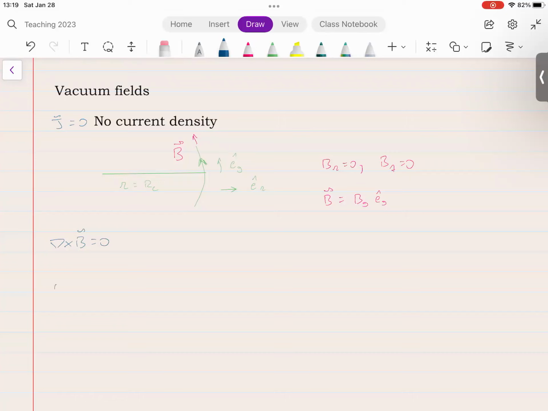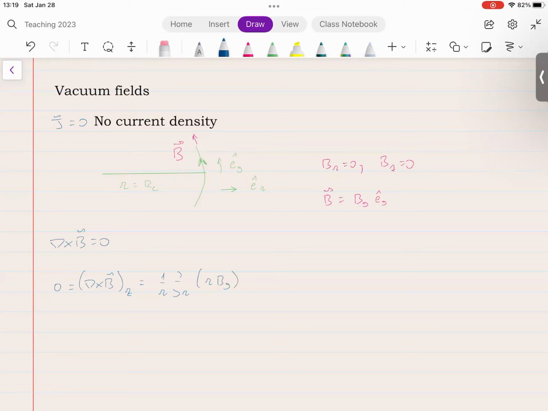Then del cross B is 0. Let's see what the radial component looks like. I'm not going to do the algebra, you know how to do this. But all we have left, since the... oops, sorry, I misspoke. I need the z component. Since the radial component of the field is 0, all that appears is the term that involves the theta component of the field, and that's going to be 1 over r d over dr of r B theta.